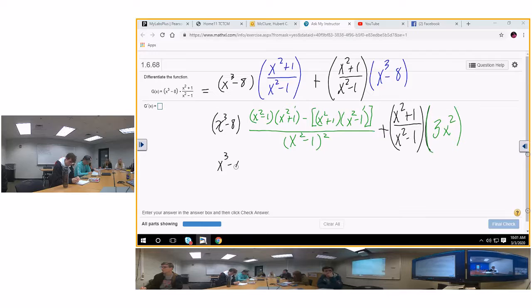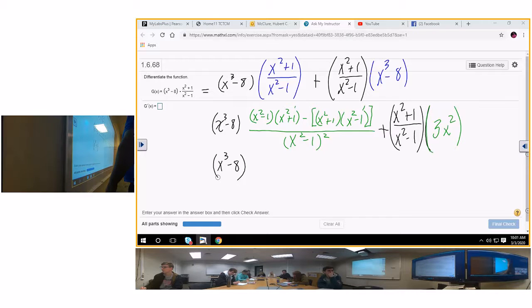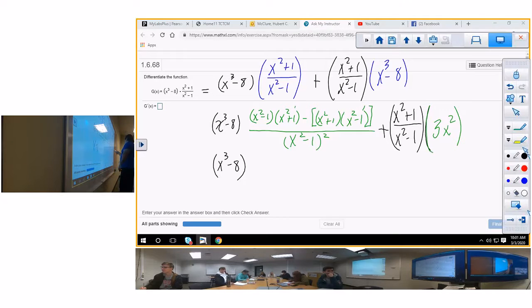X cubed minus 8. We might as well quit on this. There's just too much work. Absolutely. Too much work. How dare you give us one like this?